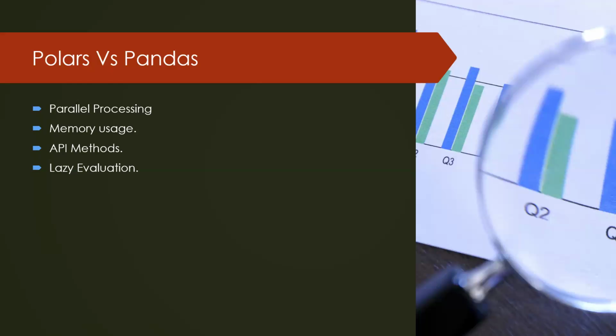Imagine chaining multiple operations together, like filtering, grouping, and aggregating data. With Pandas, each operation is computed step by step, but Polars waits to run all operations at once, optimizing the entire process. We can say Polars supports lazy evaluation and Pandas has eager evaluation.